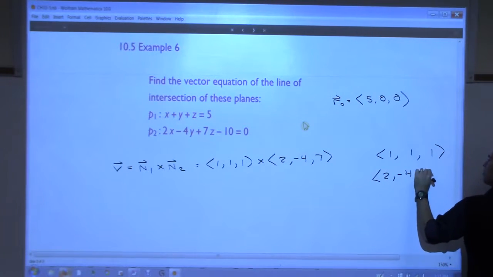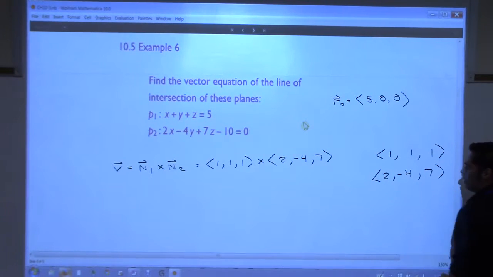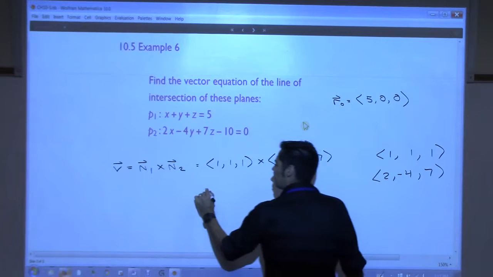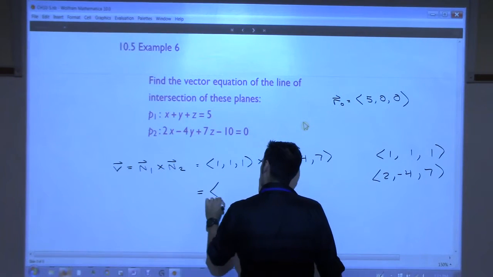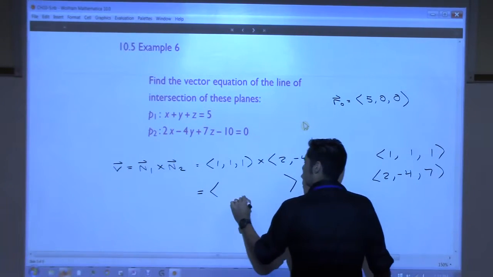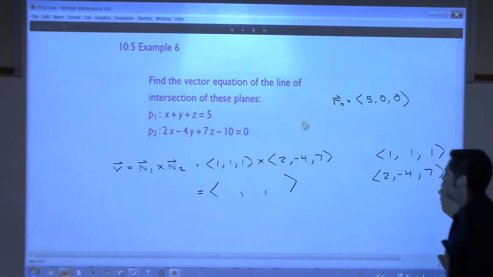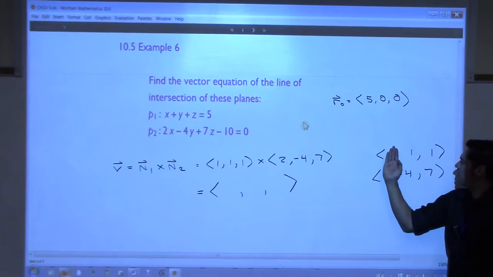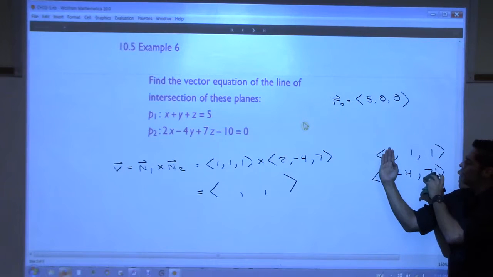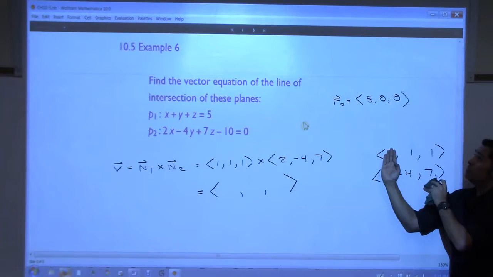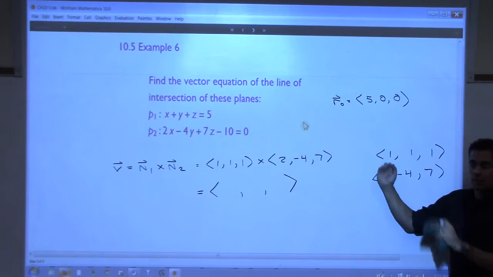Getting kind of tired of doing cross products. All right, so let's see what it would be. The answer is a vector. And let's see what this would be. Cover this up. 7, take away negative 4. So 7 plus 4. What? 11? 11.